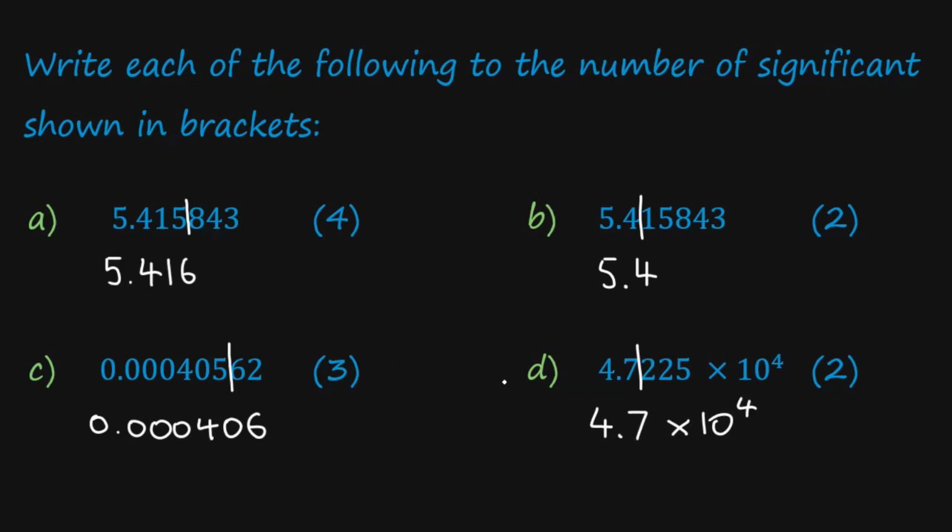The second two are a little bit harder. But just remember with C here, you just disregard the zeros. So you start counting the significant figures with the first non-zero digit, which in this case was the four. And with the scientific notation, you just do it exactly the same, but then you write the times 10 to the power of whatever it is that you're dealing with. So hopefully that makes rounding to significant figures a lot easier for you in the future.